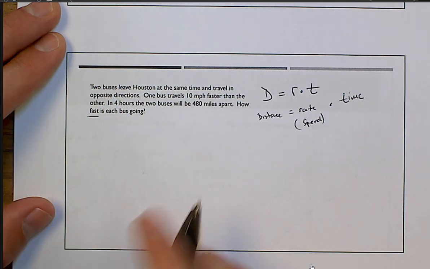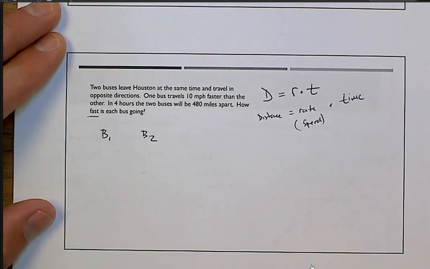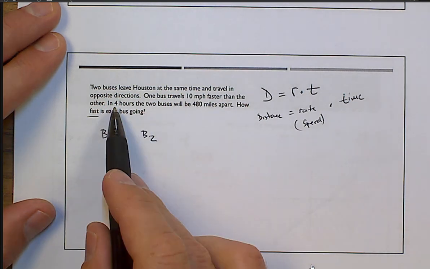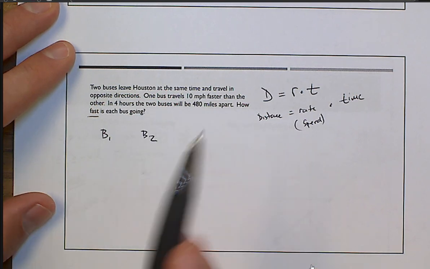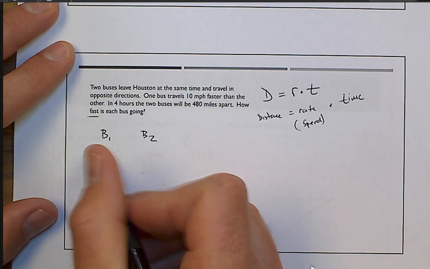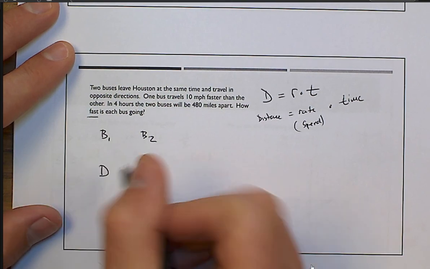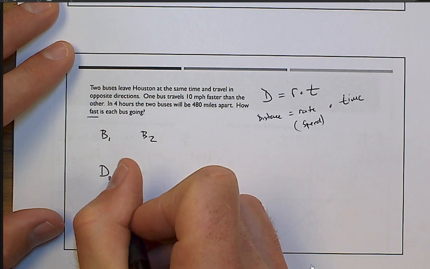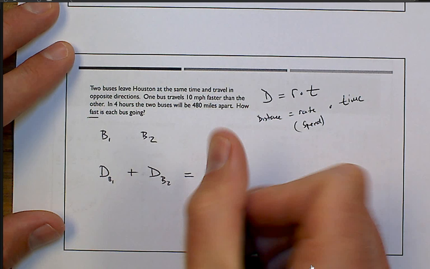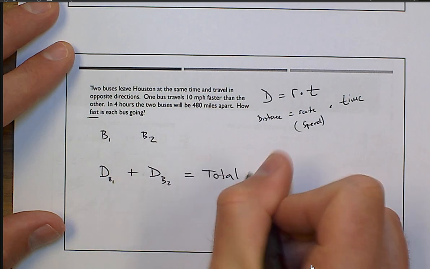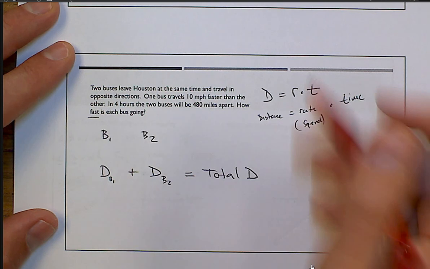Well, we have 2 buses. We have bus 1, we have bus 2. We know that in 4 hours, their total distance is going to be 480 miles apart. So what we want to do is express this equation in terms of their distances. So the distance for bus 1 plus the distance for bus 2 is going to equal the total distance, which is 480.